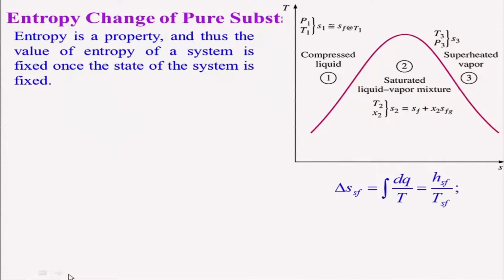Let us say there is sublimation, that is, ice is converted directly into vapor. Then the change in entropy will be the heat of sublimation divided by the temperature at which the sublimation occurs. Similarly, for vaporization, the change in entropy is the heat of vaporization divided by the temperature at which vaporization occurs.